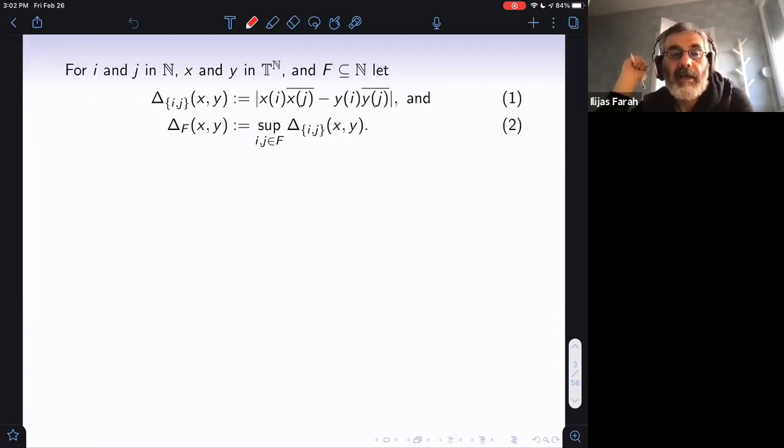And here we define this bi-pseudometric delta. So for i and j, which are natural numbers, and for x and y in the circle, we look at this formula here: x_i x_j conjugate minus y_i y_j conjugate. And if F is a non-empty subset of the natural numbers, we have this other function delta F, which is just the supremum of all delta ij's for all possible choices of pairs in F between x and y.